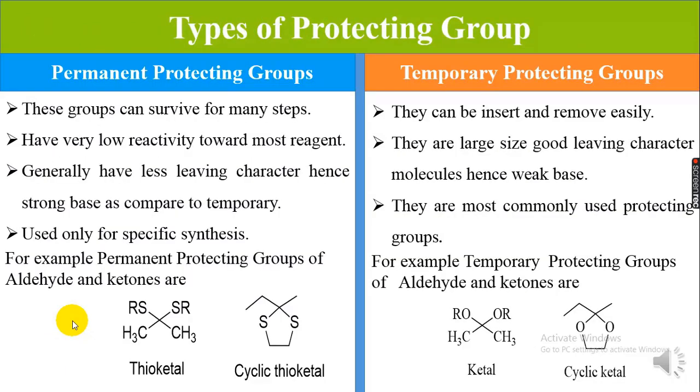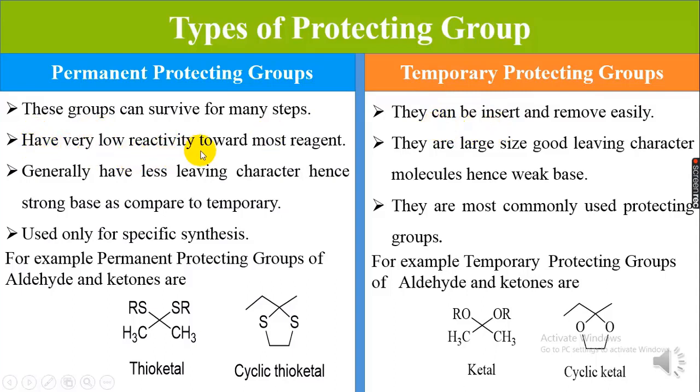And there are two types of protecting groups: permanent protecting groups and temporary protecting groups. Permanent protecting groups we apply if we have several steps in our reaction, because these groups can survive for many steps. But if our product is formed in one or two steps, then we introduce a temporary protecting group. They can be inserted and removed easily.